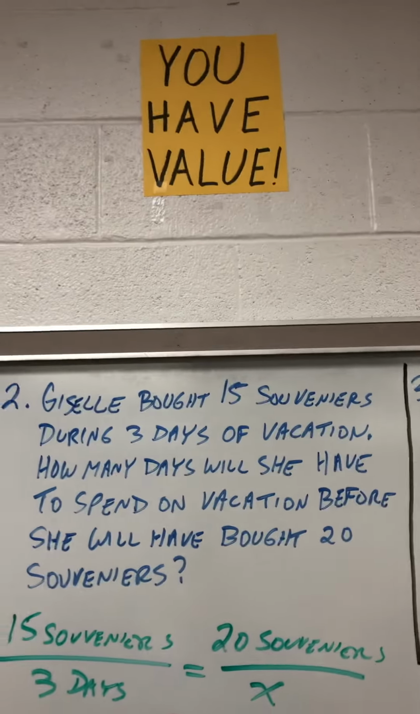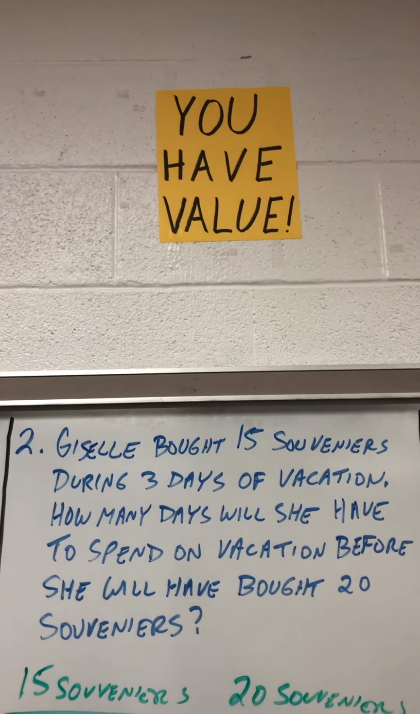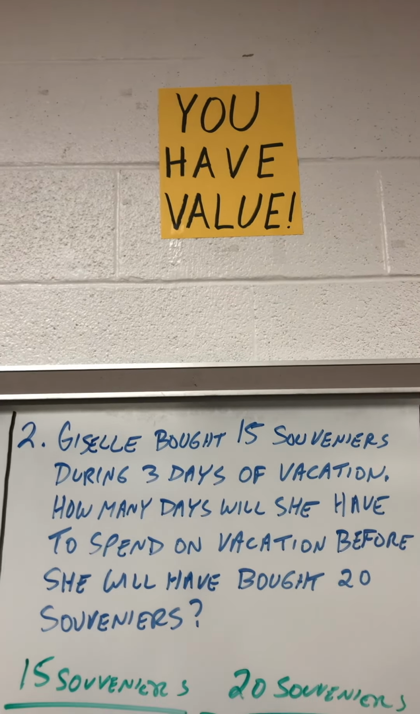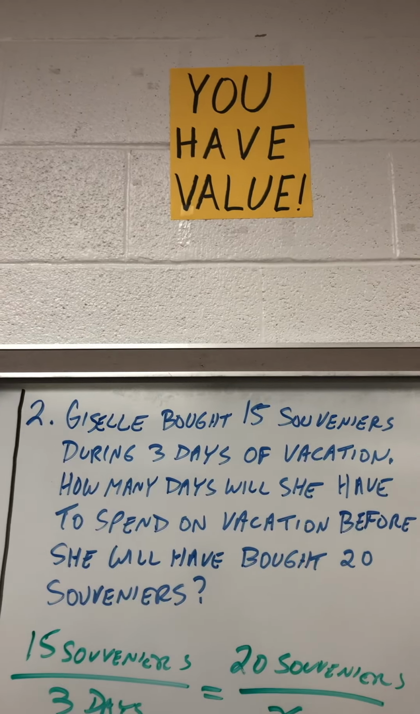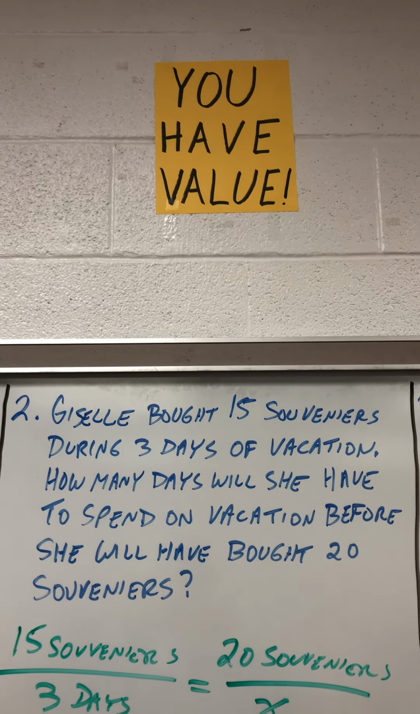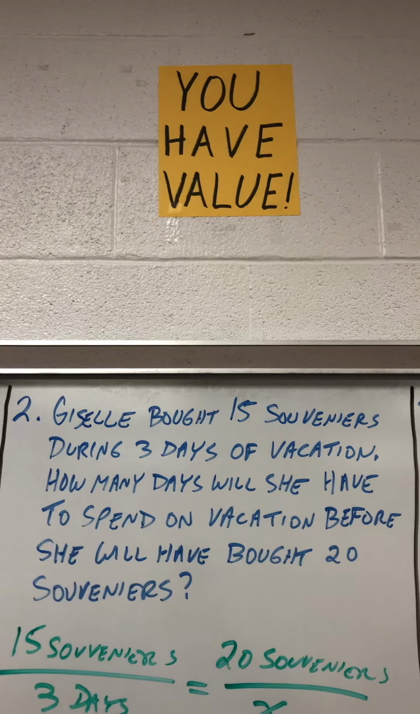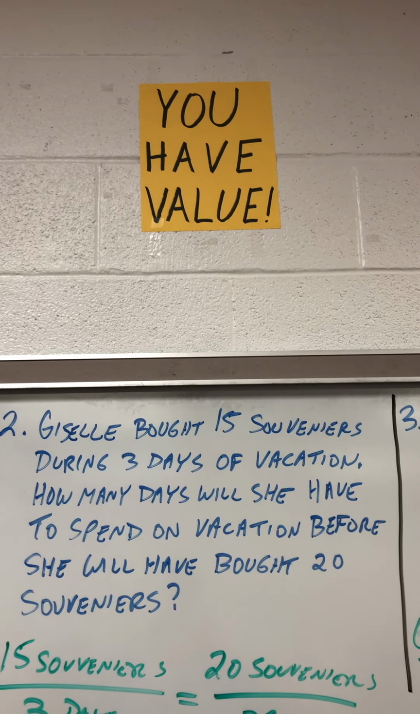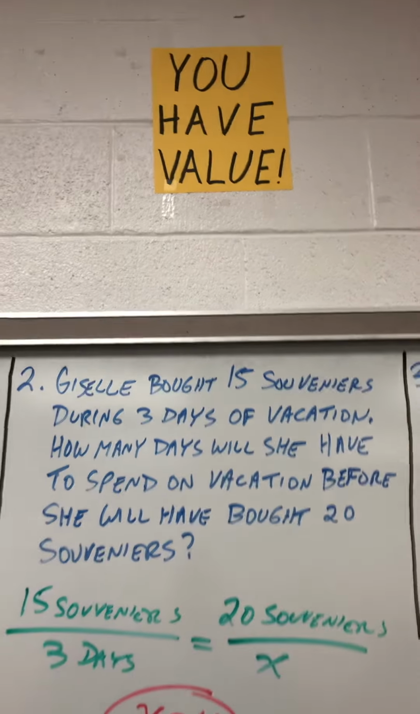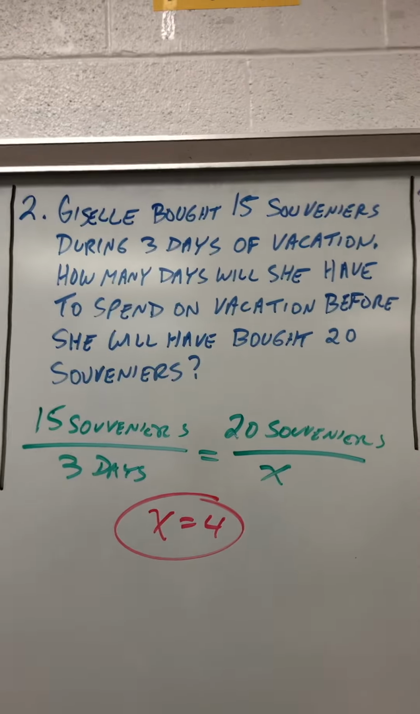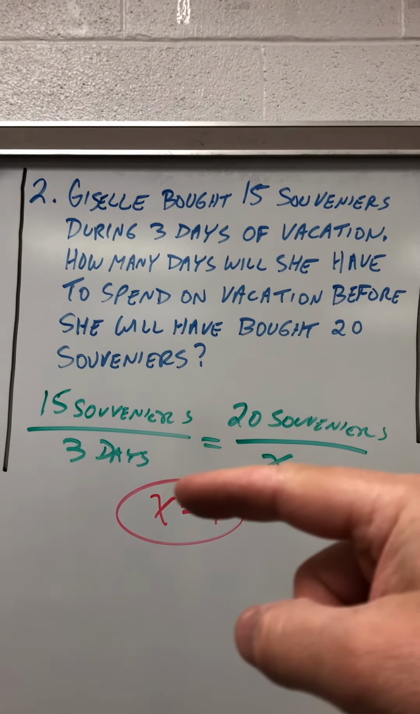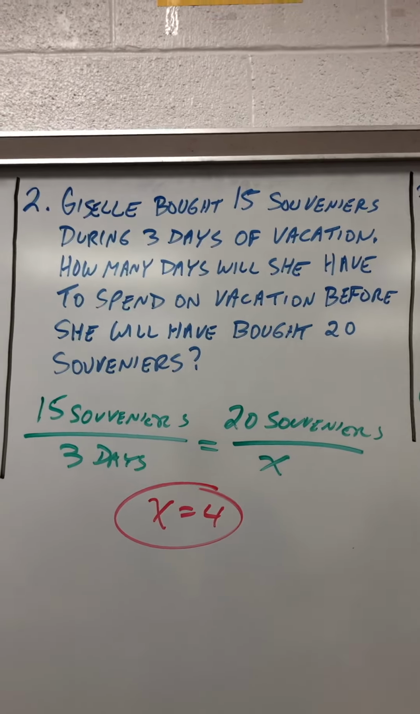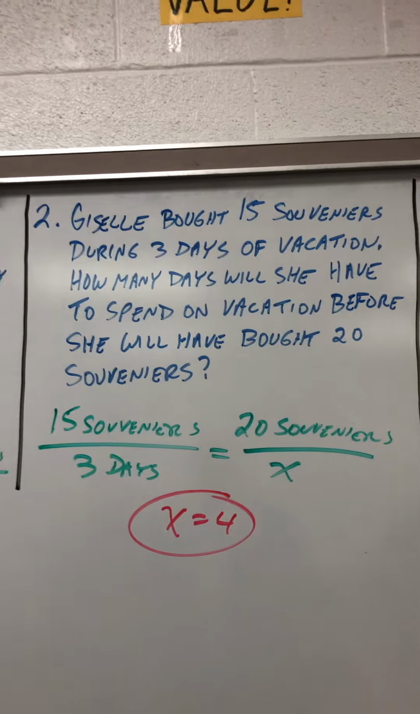Giselle bought 15 souvenirs in 3 days. Wasn't that 5 souvenirs per day? Yes. So how many days will she have to spend on vacation before she'll buy 20 souvenirs? Well, at 5 souvenirs per day, it'll take her 4 days because 5 times 4 is 20, right? Or you could say 15 souvenirs over 3 days equals 20 souvenirs over X days. 20 times 3 divided by 15 is 4.